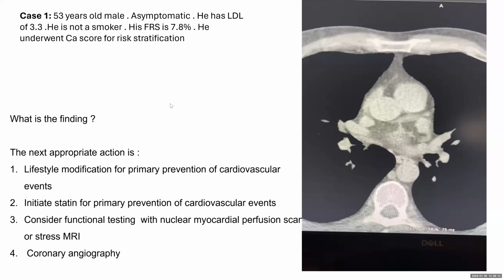Actually, it's around 130 that has been the cutoff limit to start the statin in a patient who came in for assessment or for primary prevention. Now, for the initiation of statin for primary prevention of cardiovascular events, given the risk. So the right answer here is statin therapy in a 53-year-old male patient whose LDL is 3.3, and he has a Framingham risk score of 3.8%.